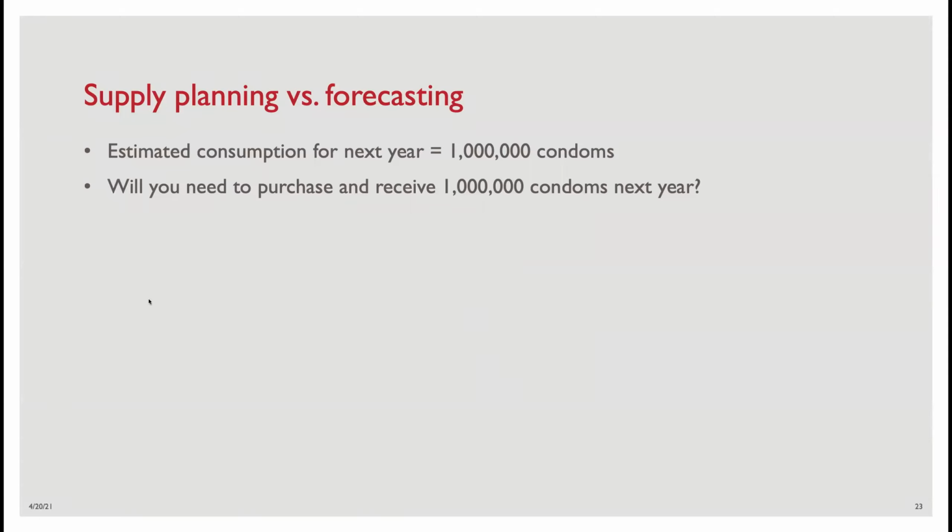Let's do a quick poll. Let's launch the poll. And I'm going to ask you the question. We have a forecast of 1 million condoms for the upcoming year. Will we automatically procure 1 million condoms? Yes or no?